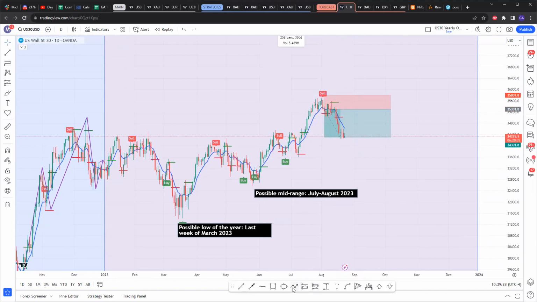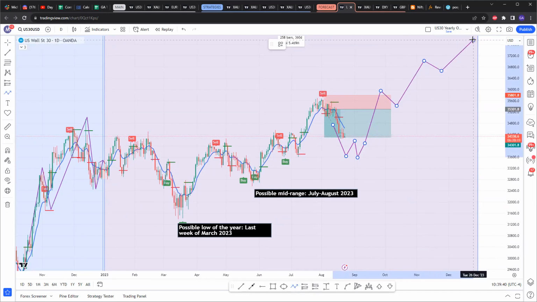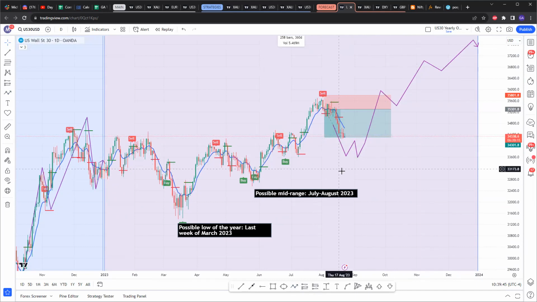So right now, what I'm anticipating for US 30 is this. We're probably going to get a buy somewhere here. If we do get this buy, US 30 is going to create a yearly high to end the year. That's what I anticipate to happen for US 30. So after we do get that buy, US 30 is going up and ending the year by creating a yearly high.